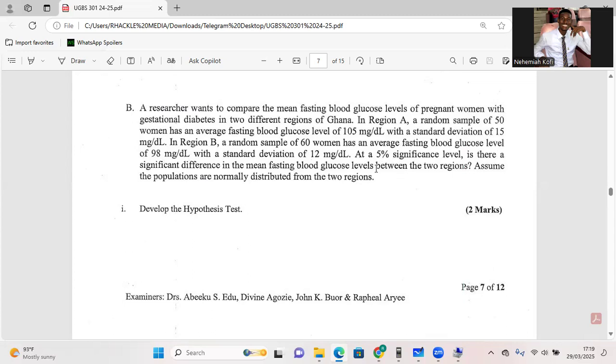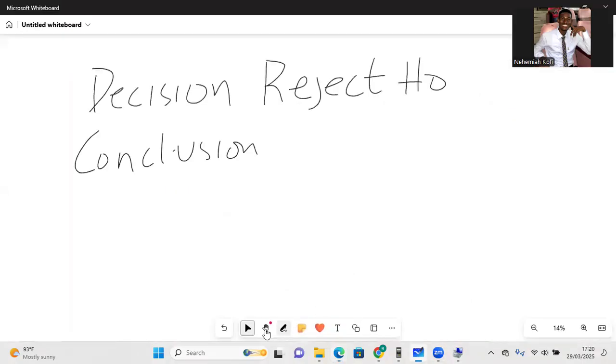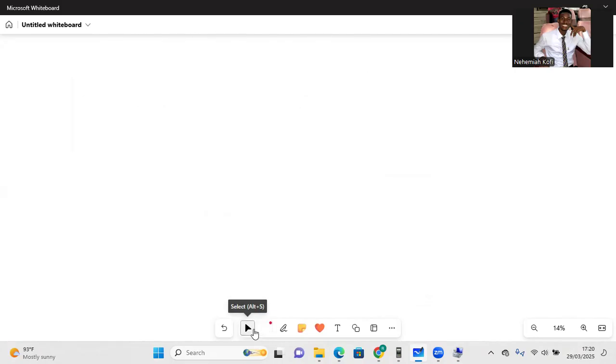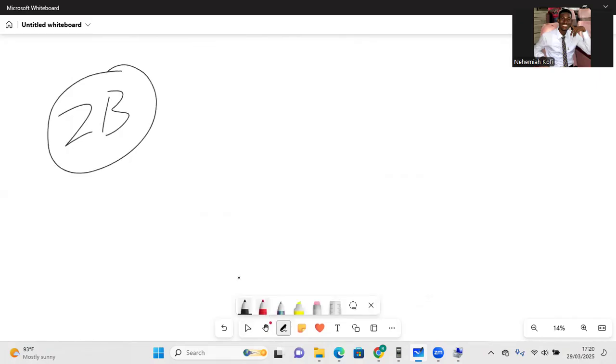So now, whenever you see difference, then it's basically a two-tailed test question, right? This is also a hypothesis question. So let's deal with it fast. So 2B, right? Now let's define some of the things that they were asking in there.